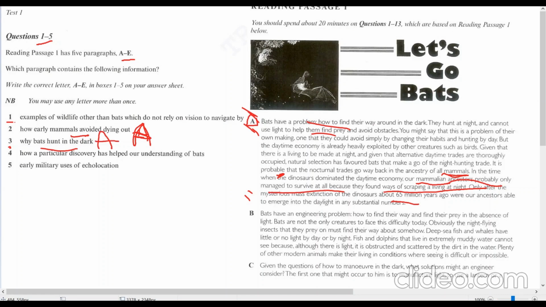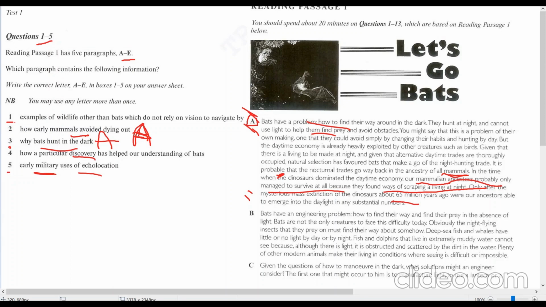Now, if I go through 4 and 5, I do not find anything actually that is related to A. So I'll go through it quickly. How a particular discovery has helped our understanding of bats? Not really. They didn't even talk about any discoveries. They're still talking about history, like really old history. No devices, no machines, no mentioning of discovering things or tools, science, nothing actually. Now, the last one, early military uses of echolocation, no mentioning of military devices, not even echolocation. As you can see, these are keywords in this phrase, but they were not mentioned at all.